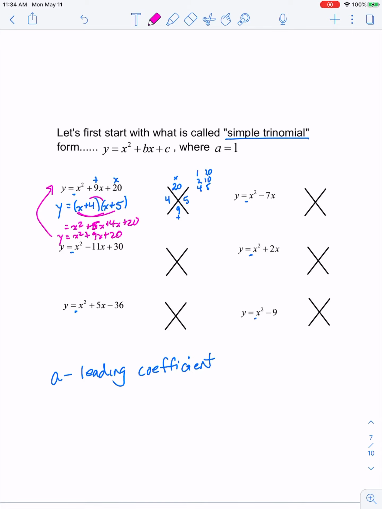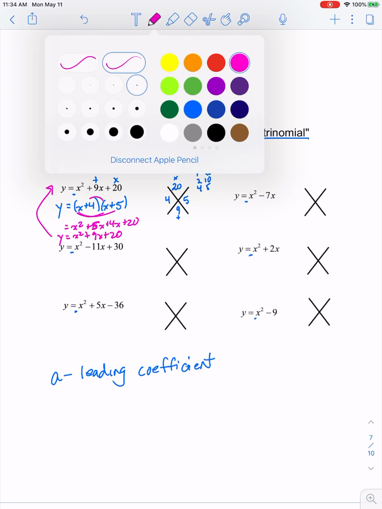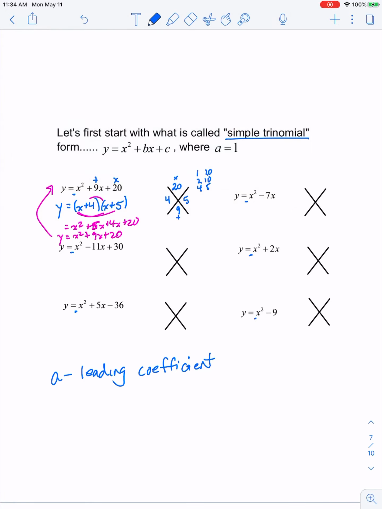Okay, so basically you do all simple trinomials this way. So I'm going to go down to the next one. We'll go to the right in a bit. All right, so this time we're looking for two numbers that multiply to give us 30, and then they add to give us negative 11. So 30, you got 1 and 30, 2 and 15, 3 and 10, 4 doesn't go into 30, 5 and 6, and that's all you got.